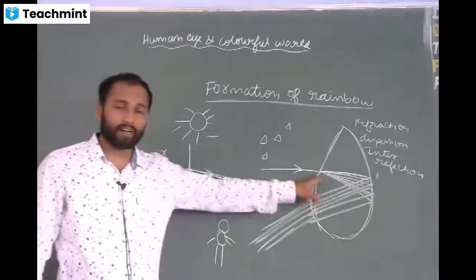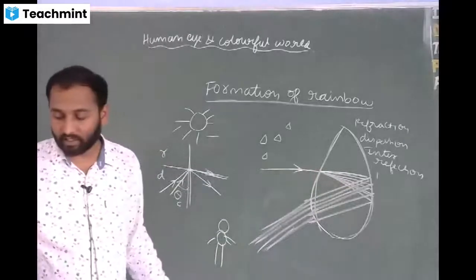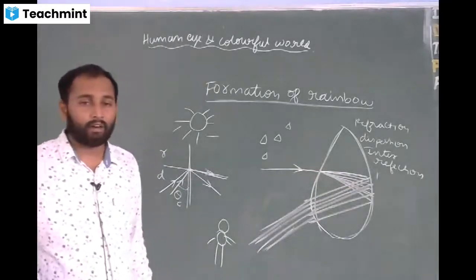What happens there: refraction will take place, then dispersion, then internal reflection. That is why you will see a rainbow.